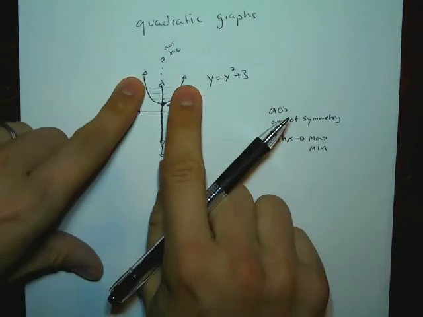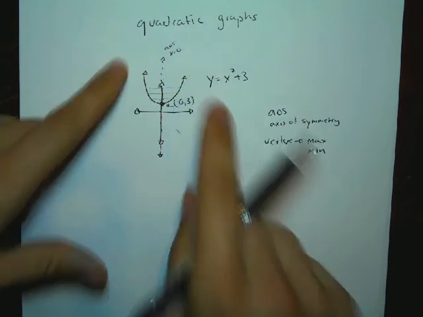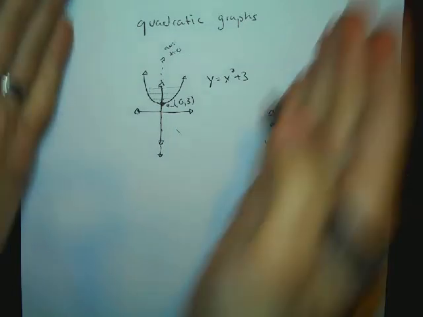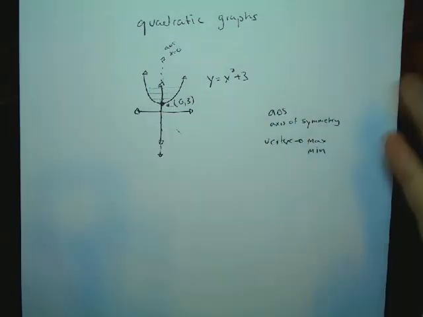You see these two arrows here indicate that this parabola is going to continue upwards towards infinity. So we're going to continue to grow as x grows. So there is no logical maximum. This graph will continue to increase to infinity.